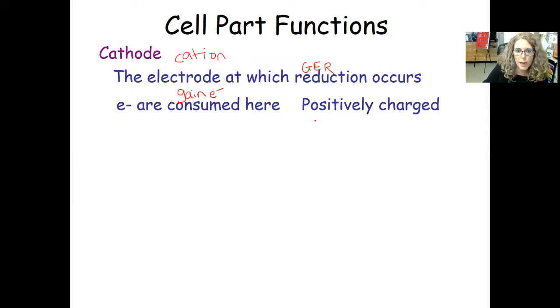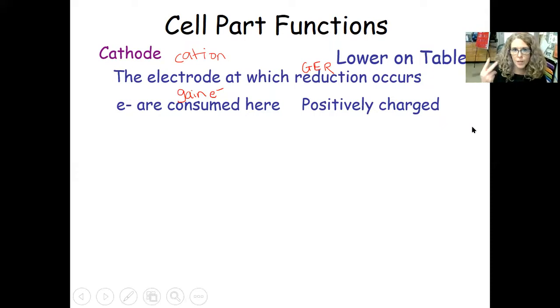So in every battery, there's an anode and a cathode, and they're connected by a wire. And so our lower metal on table J is going to be reduced, right? So that's where the electrons are going to be gained. So you're going to have two metals as your electrodes. The higher metal is your anode, the lower metal is your cathode.